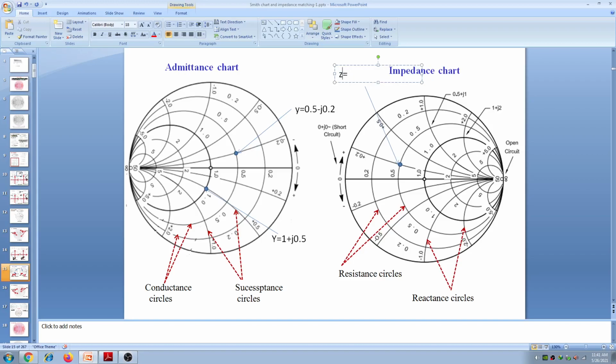Normalized admittance and normalized impedance. So normalized admittance is 0.5 minus j 0.2 at this position. What is normalized admittance here? 1 plus j 0.5. This is normalized admittance. If you want to get the actual admittance, what do we have to do? Multiply by Y0 here. Okay, we will see that.